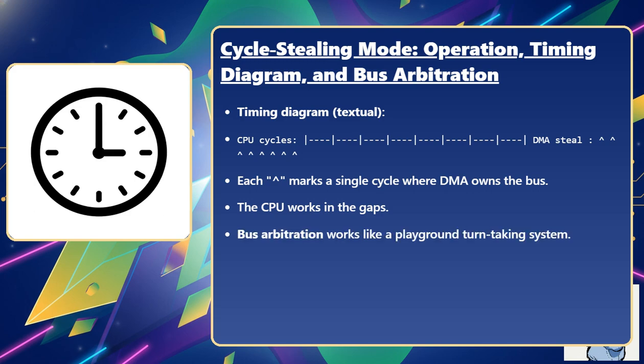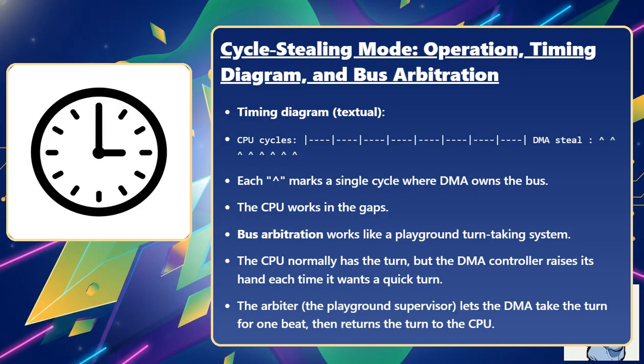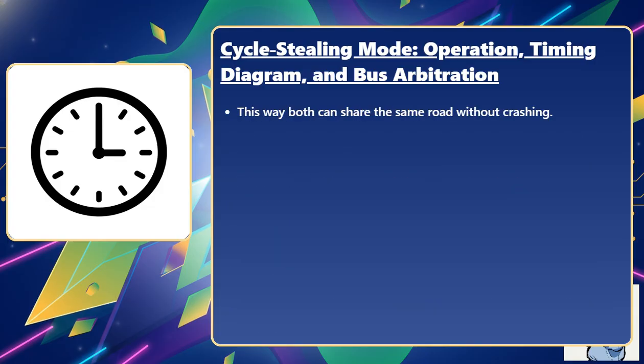Bus arbitration works like a playground turn-taking system. The CPU normally has the turn, but the DMA controller raises its hand each time it wants a quick turn. The arbiter, the playground supervisor, lets the DMA take the turn for one beat, then returns the turn to the CPU. This way both can share the same road without crashing.